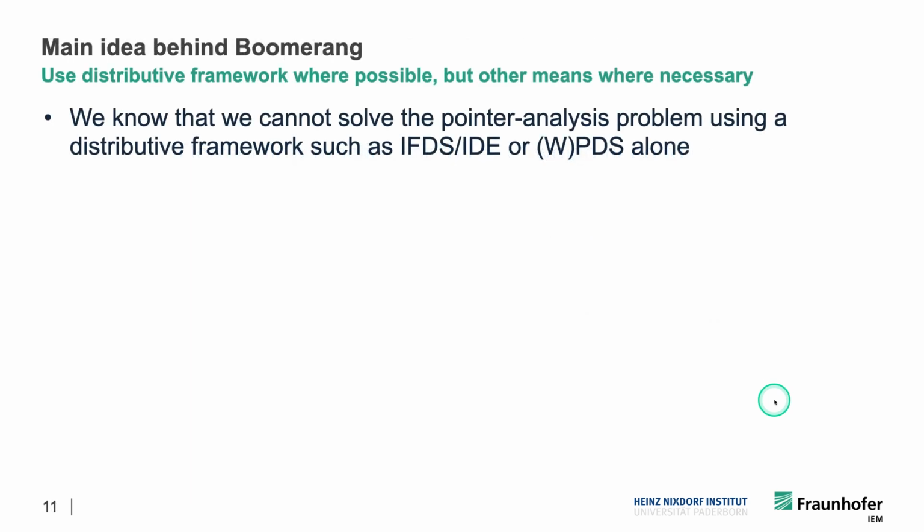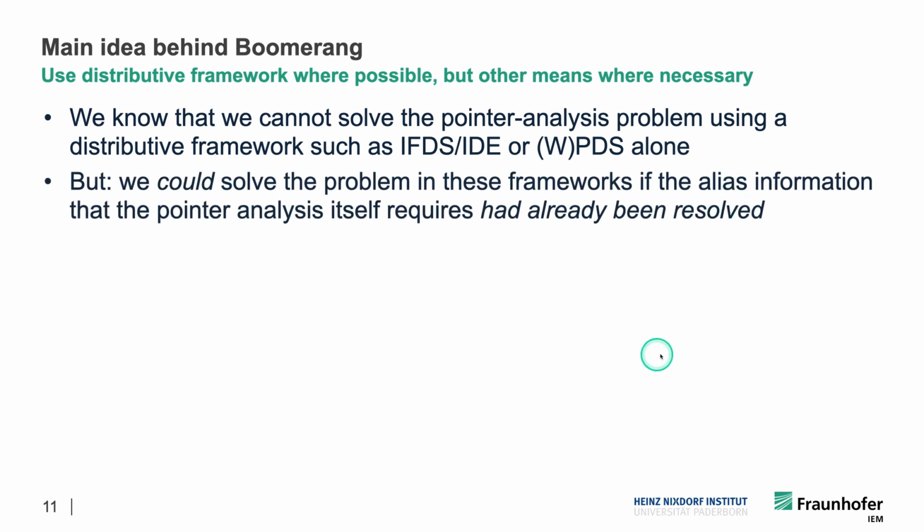And so we know that we cannot fully solve this problem in a distributive framework, right? That's simply impossible. But the main idea behind Boomerang is that although we cannot solve this problem using a distributive framework such as IFDS, IDE, or pushdown systems, or even weighted pushdown systems alone, we can also observe that we could solve the problem if the alias information that the pointer analysis itself requires had already been resolved, right?